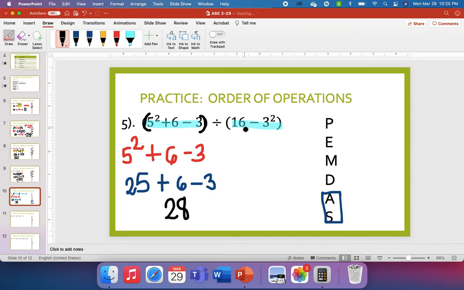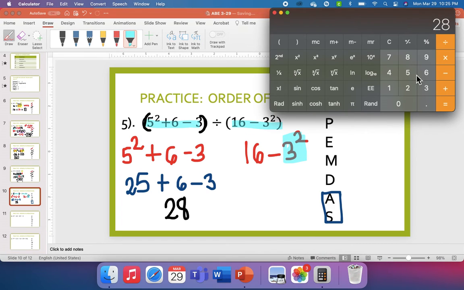Okay, next I'm going to simplify what 16 minus 3 squared is. Okay, so if I write it out, I know that I'm going to simplify my exponent first. My exponent in this case is 3 to the second power. Again, you can use your calculator. I can hit 3 as my base, hit this X to the Y button, and hit 2. That tells me that I'm multiplying 3 by itself 2 times. So 3 to the second power is 9.